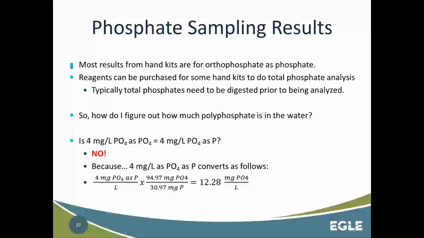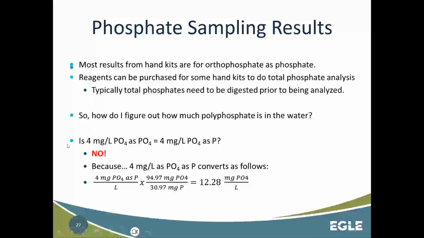Okay, so this is just kind of touching on what I just talked about with your actual handheld kits. You're taking your orthophosphate residual very easily. You can also do total phosphate with some digestion there, and then you can get polyphosphate by essentially subtracting those two together.